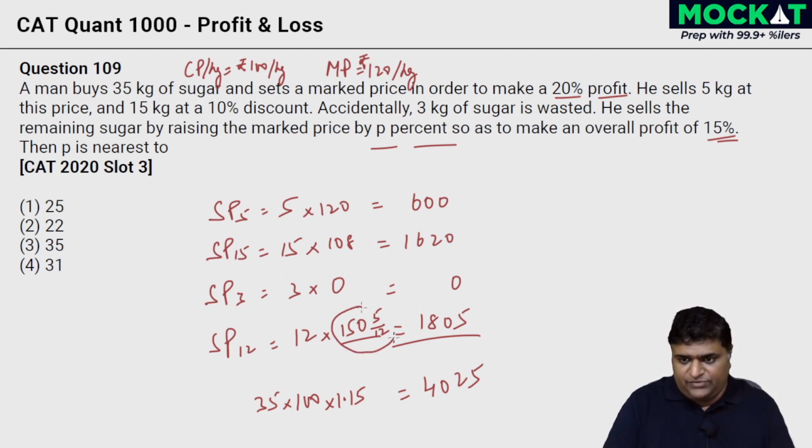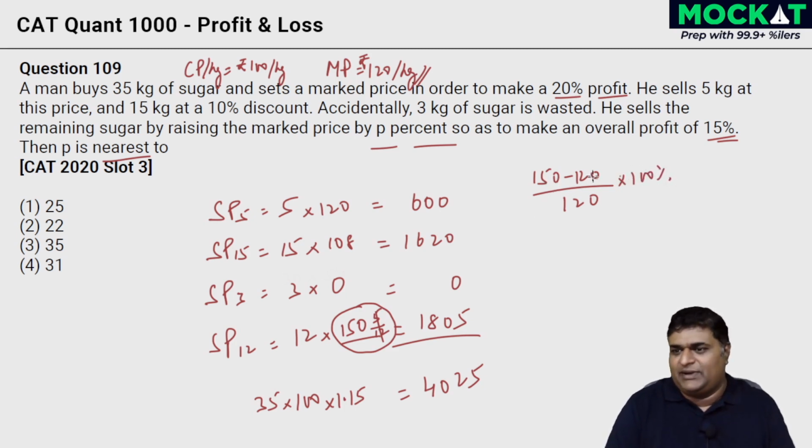Now this price of 155 by 12 was obtained by raising the mark price by P%. 120 was raised by P%. What is that P equal to? 155 by 12, and what's asked over here is nearest to, so ignore the 5 by 12. So 150 minus 120. It was raised by 30, divided by the mark price over here, 120, into 100%. 150 minus 120 is 30. 30 by 120 is 1 by 4, and you get 25%. Option 1 is the answer here.